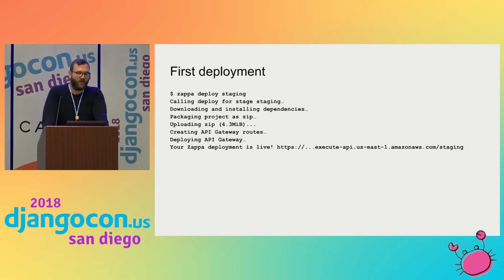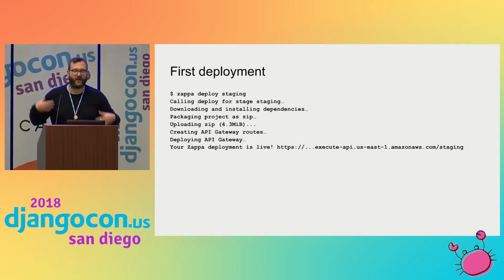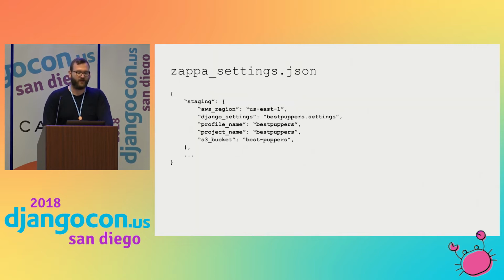So then, now that you've got all this configuration in place, you're ready to do your first deployment. It's pretty much that easy. You run zappa deploy staging, and staging is the name of that environment from your Zappa settings JSON.